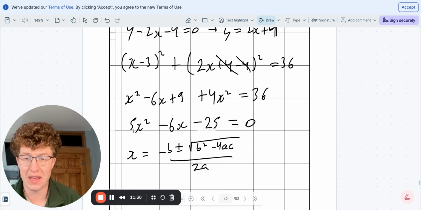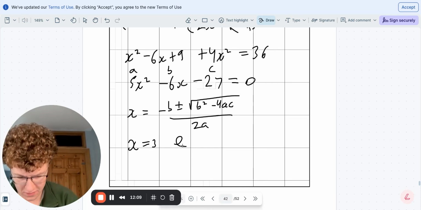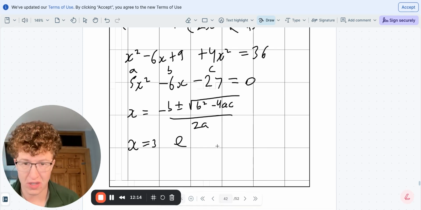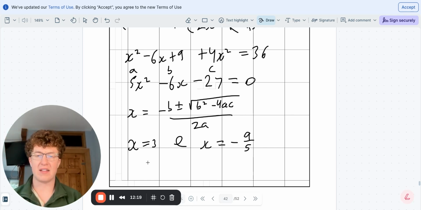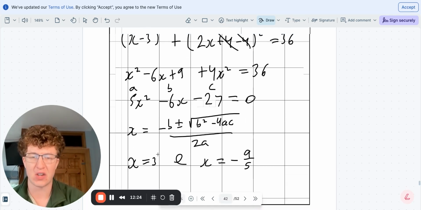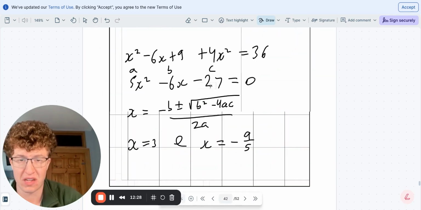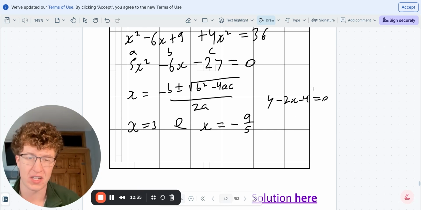Now just fill that in. a is 5, b is minus 6, and c is minus 25. So you're going to get x is equal to 3, and if you do the minus, x is equal to negative 9 over 5. And when we do that, we have 2 points. So now we have to fill this x value into our y here. Remember, y minus 2x minus 4 is equal to 0 is the equation of the line. So I'll write that here. Now we just fill x in here to get y.